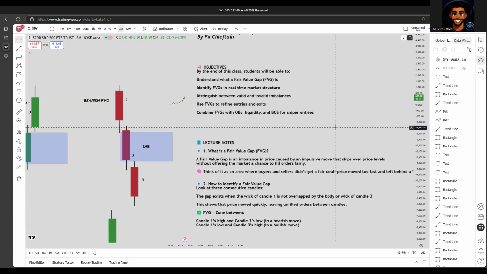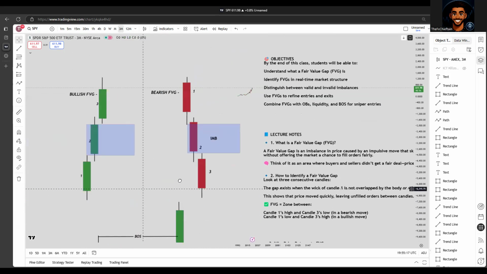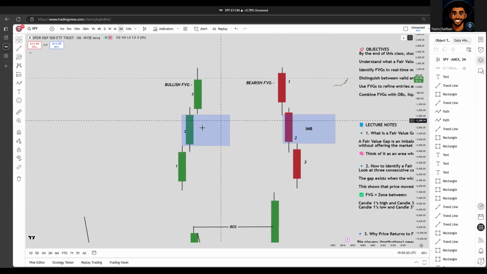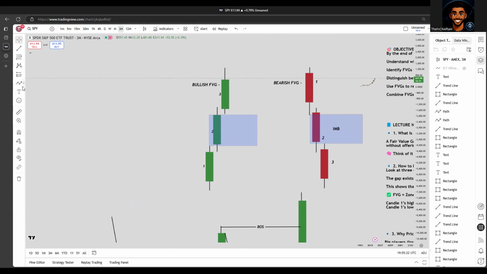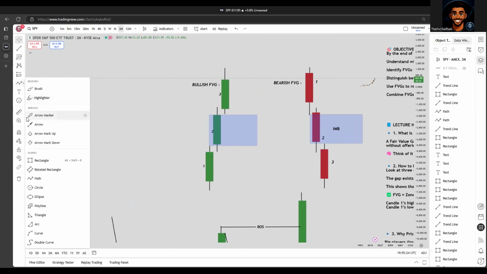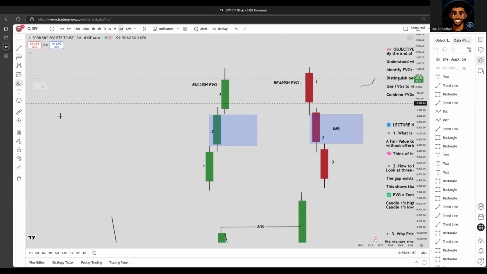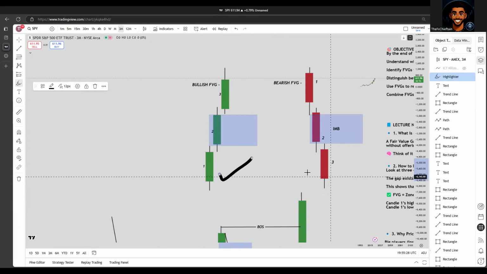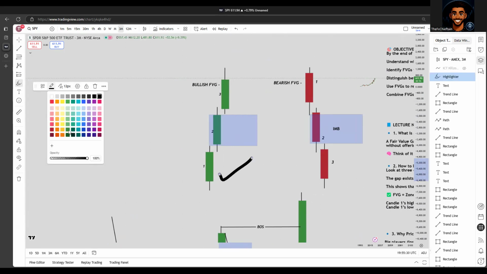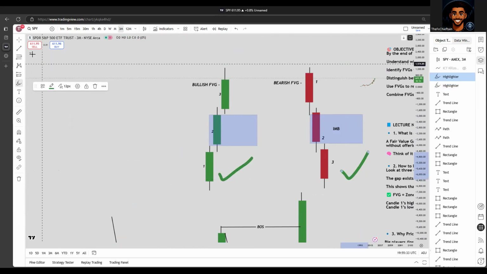We're going to get to that. Next, distinguish between valid and invalid imbalances. We've already been able to do that. This is a valid imbalance. This checks out 100%. This checks out 100%, right? This is valid. This is valid.